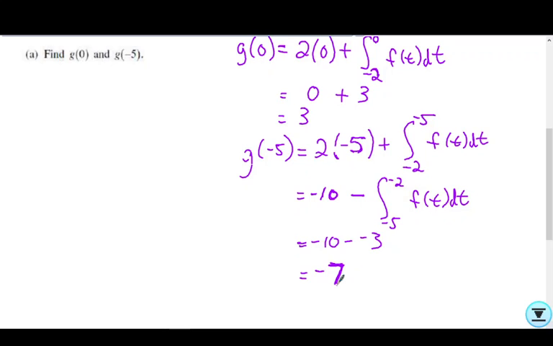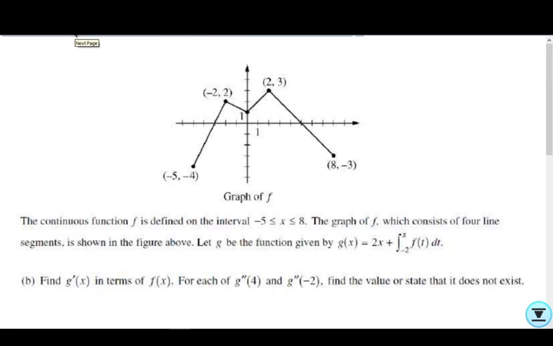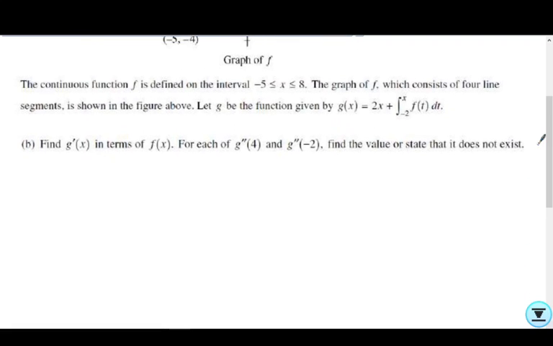The hardest part about this one is just knowing that the integral they give you, we're using to define g by finding the area underneath my function f. Now, part B. It says find g prime of x in terms of f of x, and for each of g prime at 4, g double prime at 4, and g double prime at -2, find the value or state that it does not exist. So, let's start with the first part.